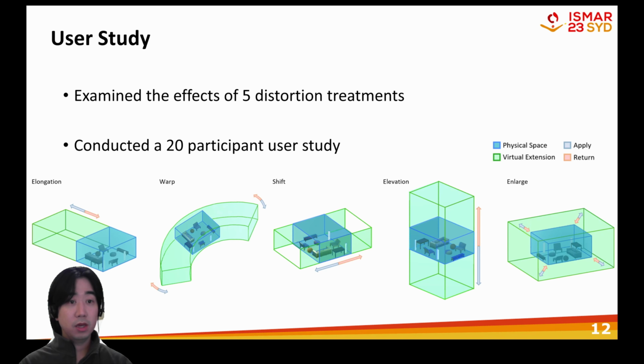After the pilot study, we decided to only use 5 out of 20 conceived distortion treatments in our main user study with 20 participants. The 5 that we chose are elongation, warp, shift, elevate, and enlarge.